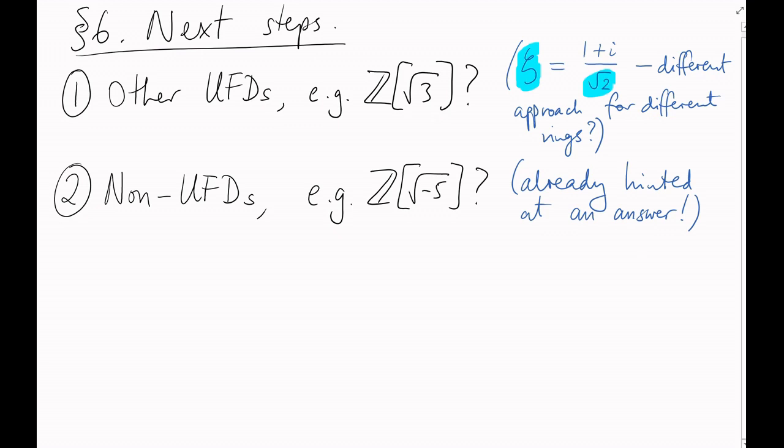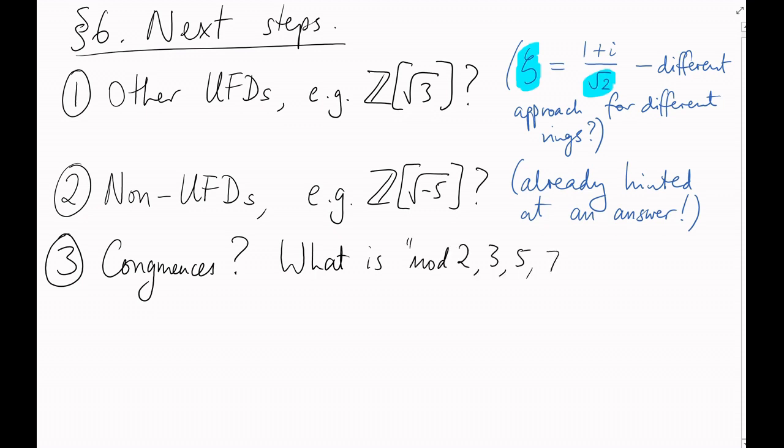Thirdly, I was quite vague about how congruences worked in this video. What does it mean to work, say, mod 2 or 3 or 5 or 7 inside Z adjoining root 2? You might have noticed that in the crucial calculation in section 4, we were working inside the ring Z adjoining zeta, where zeta was equal to 1 plus i over root 2. In other words, there was already a factor of 2 floating around in the denominators. Now this didn't matter because we'd already excluded the prime 2 from consideration, but how can we be more careful about this in future?